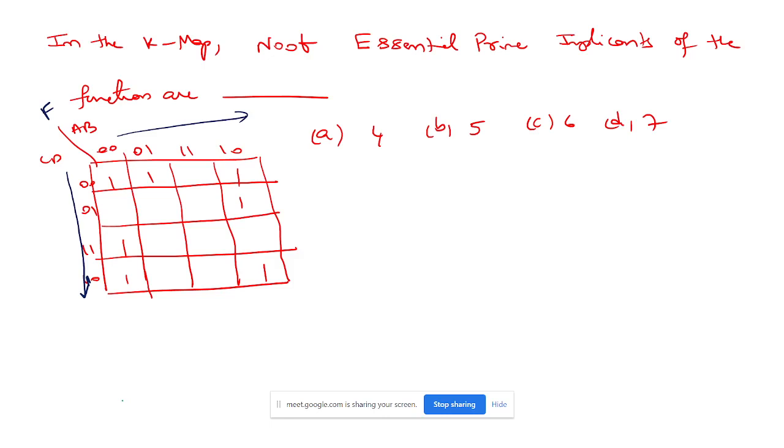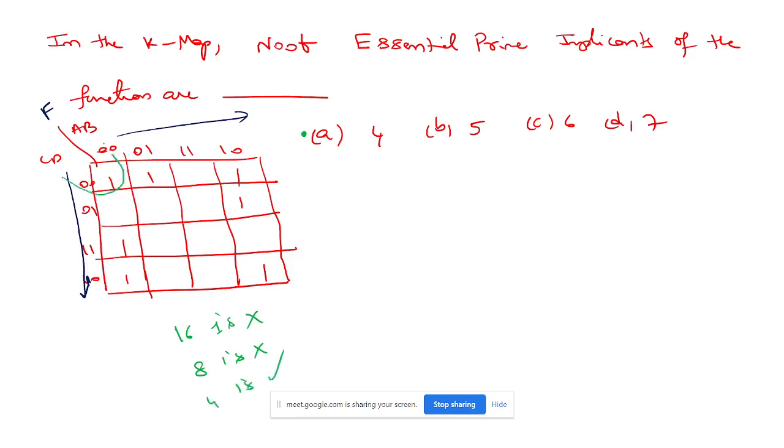Please unmute your mic and then you can speak it out. Okay, option A. Yeah, somebody saying option A. Okay, let's see. Group of 16 ones possible? No. Group of 8 ones not possible. Group of 4 ones? Yes.